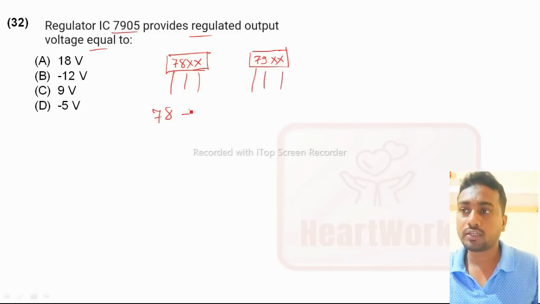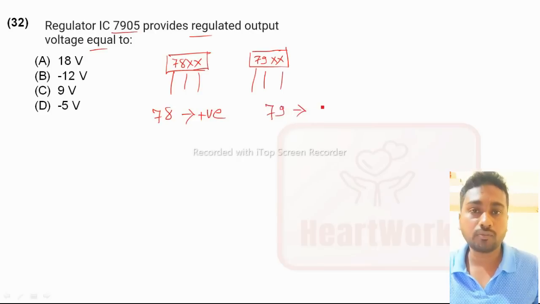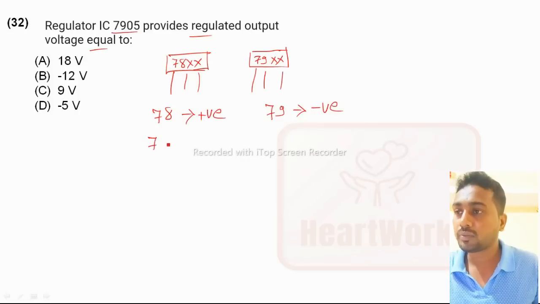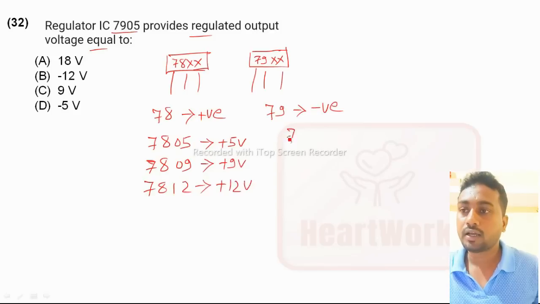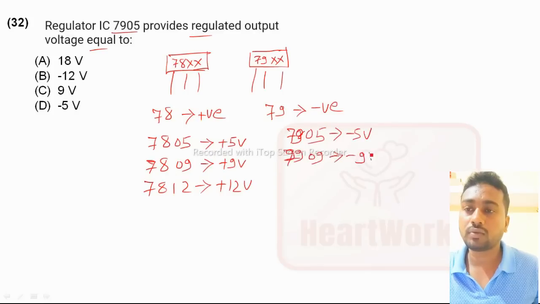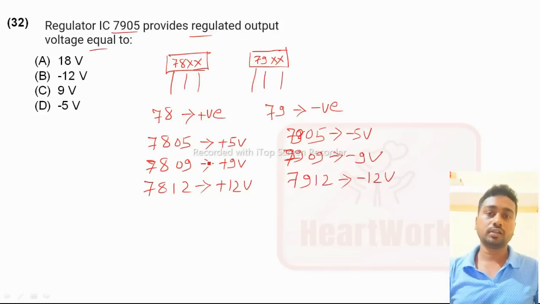When the number starts with 78, you have to remember it is a positive regulator. When it starts with 79, remember this is the negative regulator. Suppose the number is 7805, then it will give positive 5 volt output. 7809 gives positive 9 volt, and 7812 gives positive 12 volt. For the 79 series, the same: 7905 gives negative 5 volt, 7909 gives negative 9 volt, and 7912 gives negative 12 volt. Like that it will give output.